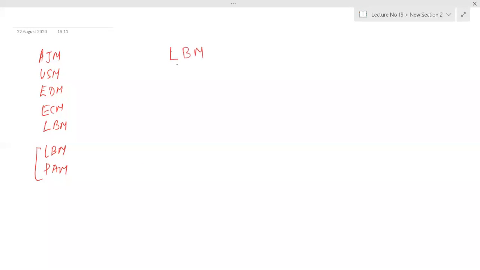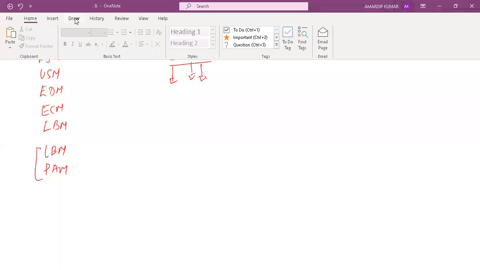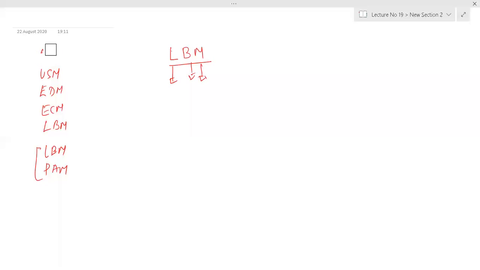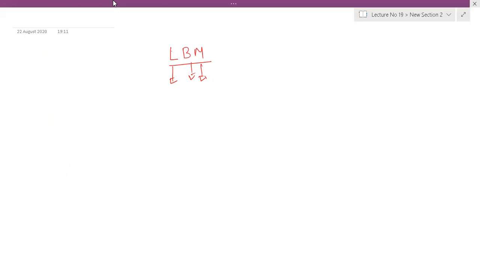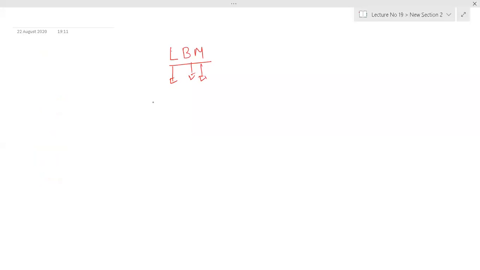LBM, as the name indicates, is related to laser beam machining, right? Laser is light amplification by stimulated emission of radiation. It is a coherent radiation, right? So light, when we amplify, means when we increase the intensity of light. So laser beam machining, we know all laser. So laser beam machining.